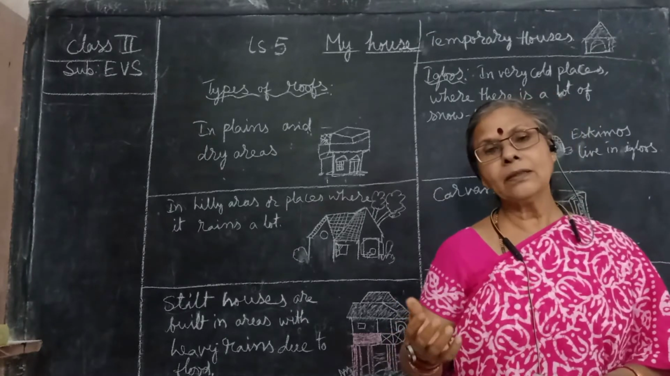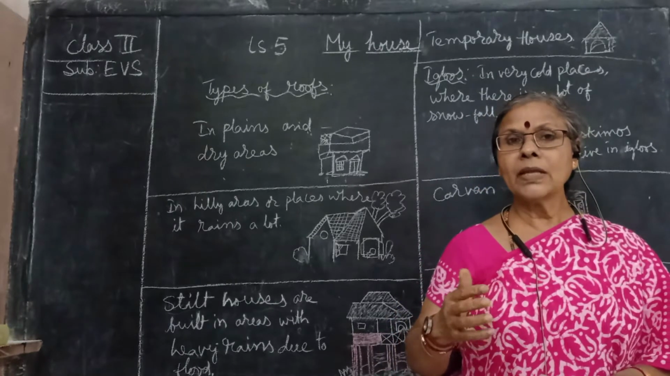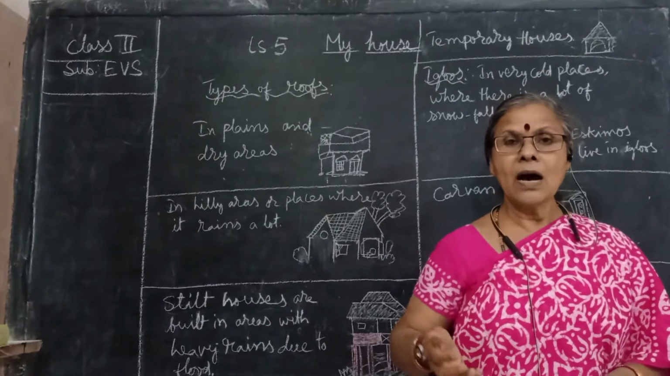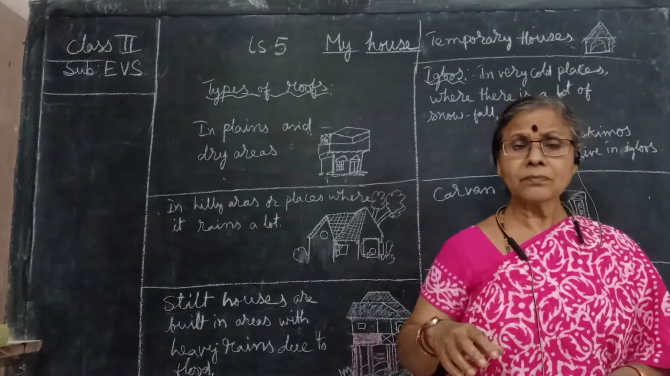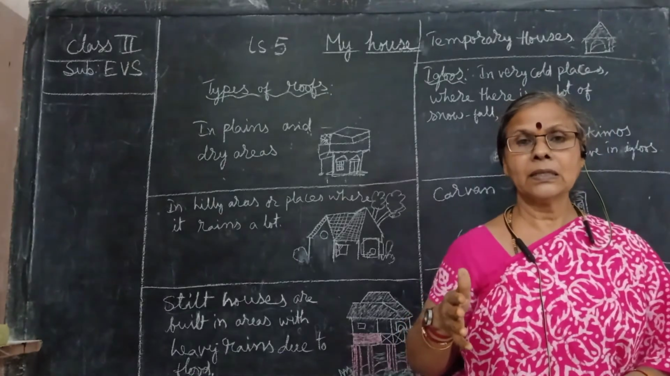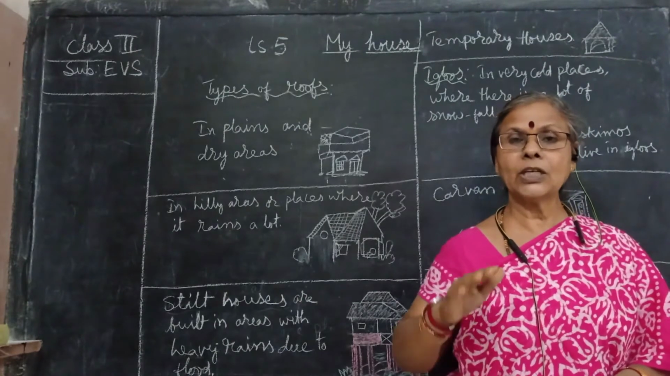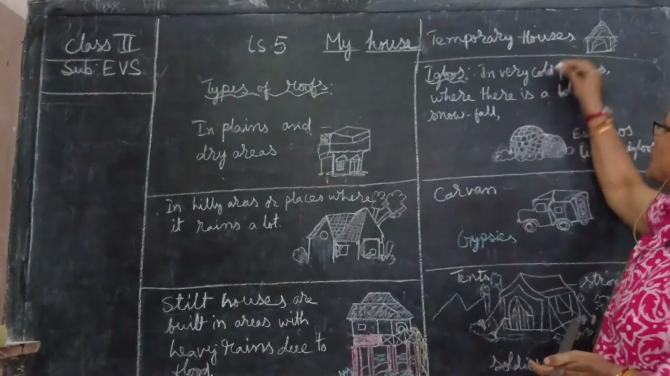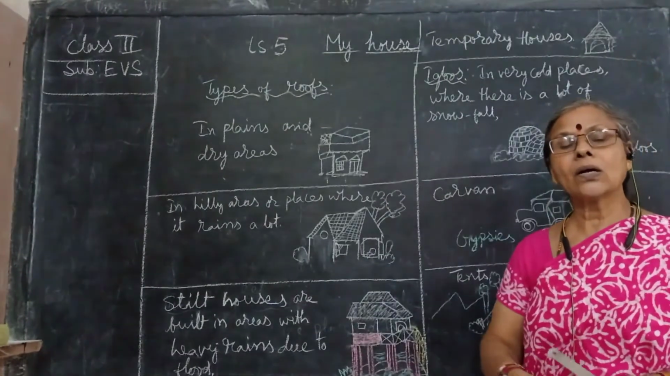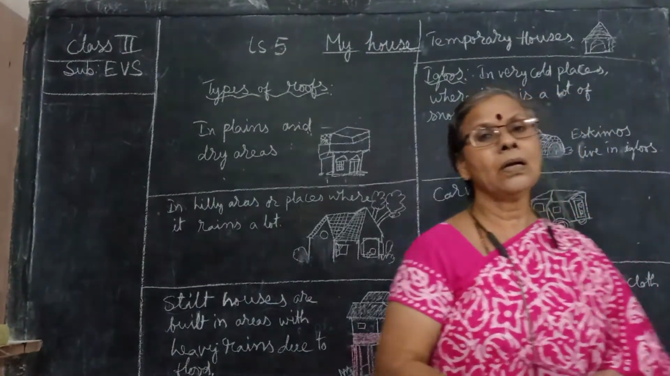You might have seen the people who make the Ganesh idols. How do they make their houses? It is a temporary house. After they finish the work, they can remove the plastic sheet covers and the bamboos on the four sides, and the top roof, what is it? They will be covering it with bamboos. So those are called temporary houses.